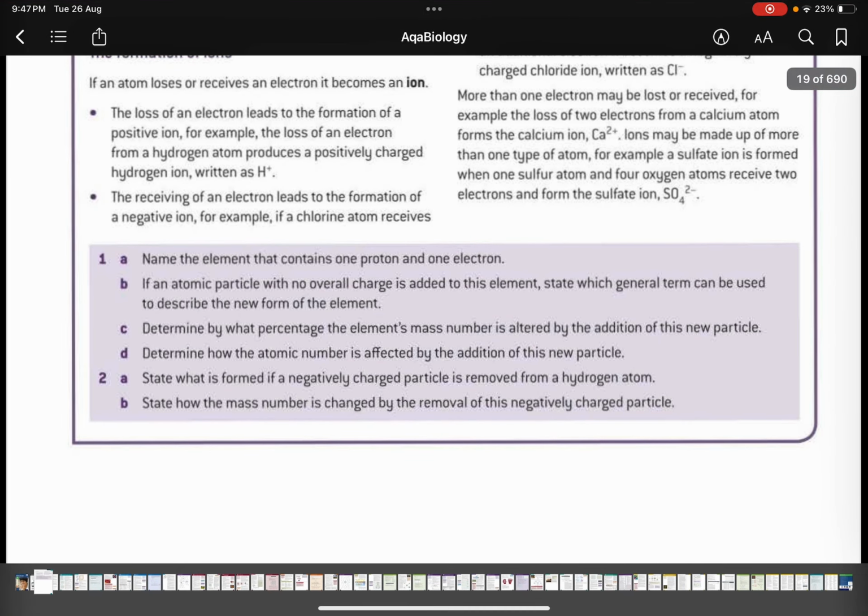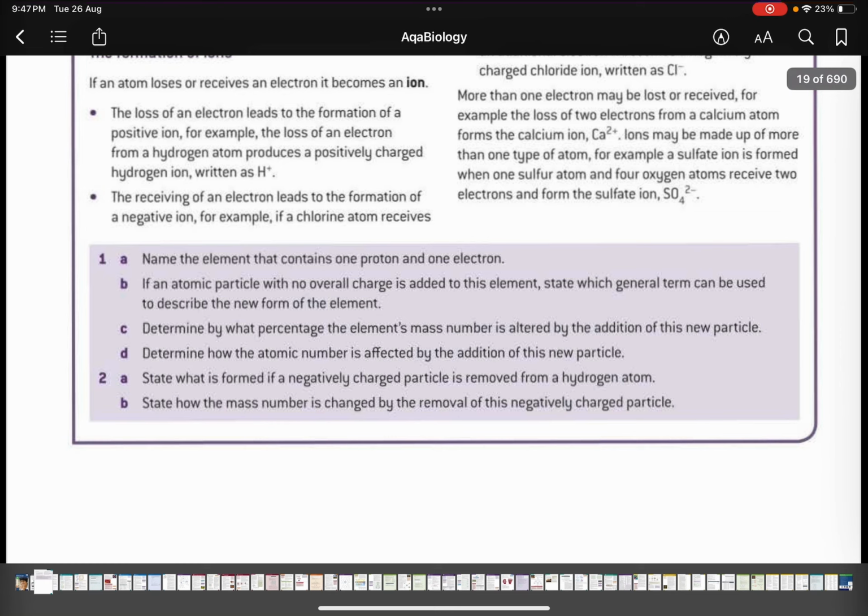1 proton and 1 electron. I'm pretty sure that's helium. Is it helium? Maybe it's hydrogen. Yeah, it's hydrogen. My bad. If an atomic particle with no charge is added to this element, state what general term can be used to describe the new form of element.